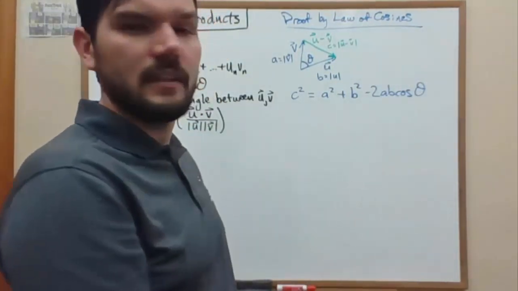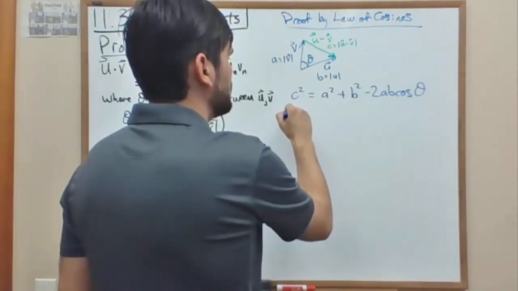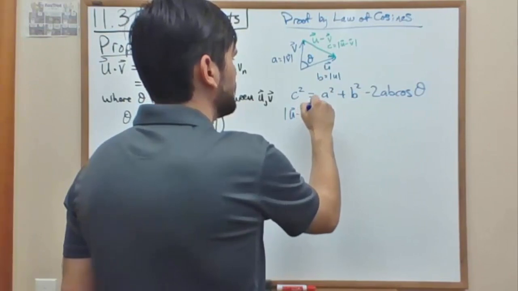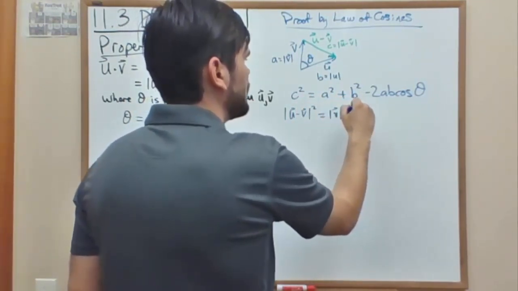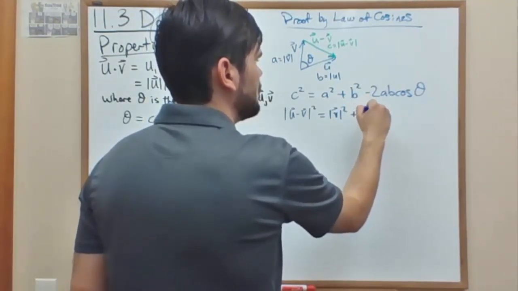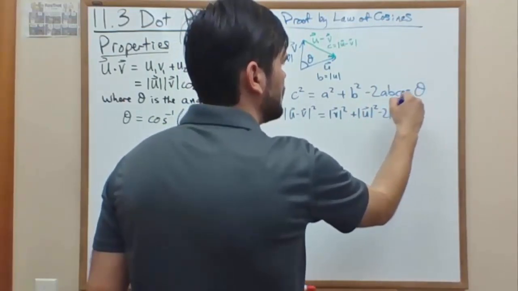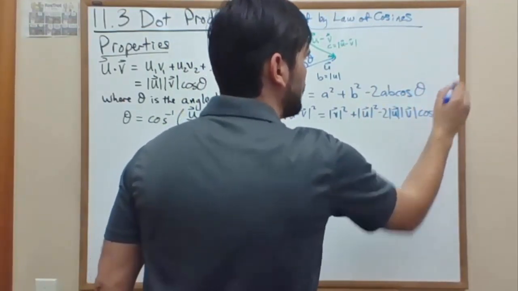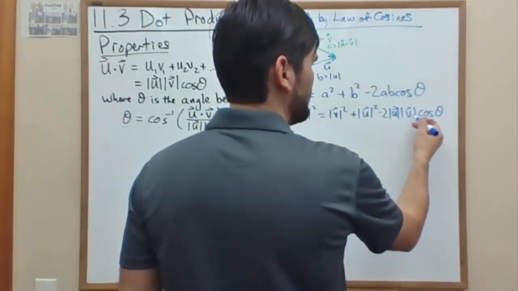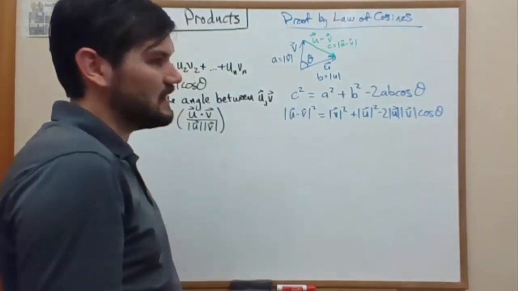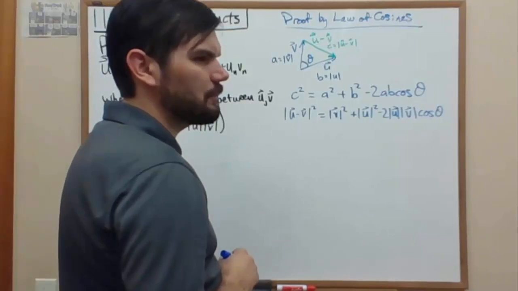So we substitute what these three components represent. We have the magnitude of u minus v squared equals the magnitude of v squared plus the magnitude of u squared minus 2 times the magnitude of u times the magnitude of v times the cosine of the angle. Do you see it already? Here we have magnitude of u, magnitude of v, cosine of the angle. Lots of dot product already. So let's work through the other pieces.